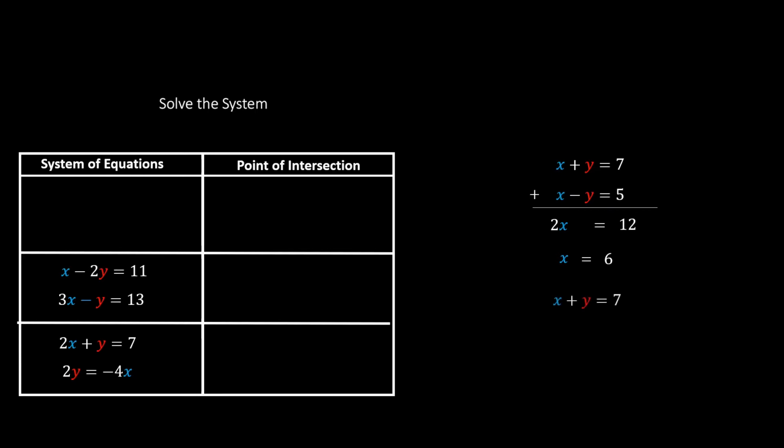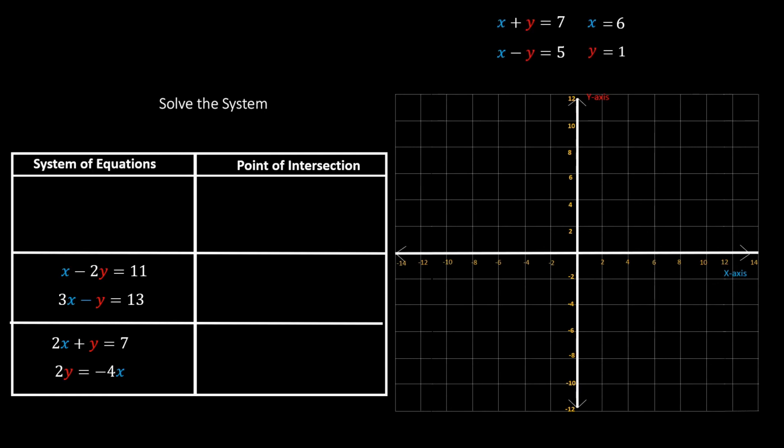Let's use the equation x plus y is equal to 7. Now substituting 6, we get 6 plus y is equal to 7. If we subtract both sides by 6, we get y is equal to 1. Now if we were to graph the equations, we will see that the point of intersection happens at (6, 1), exactly what we solved for.